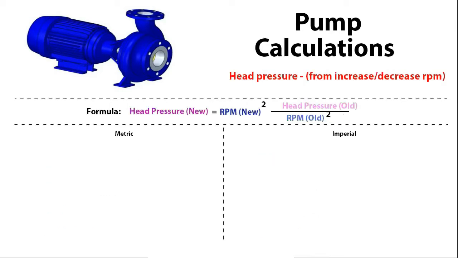So the next one we'll look at is how to calculate the head pressure, and this would occur if you were to increase or decrease the revolutions per minute of the impeller. To do that, we can use this formula here. The new head pressure is equal to the new revolutions per minute squared, multiplied by the old head pressure divided by the old revolutions per minute squared as well.